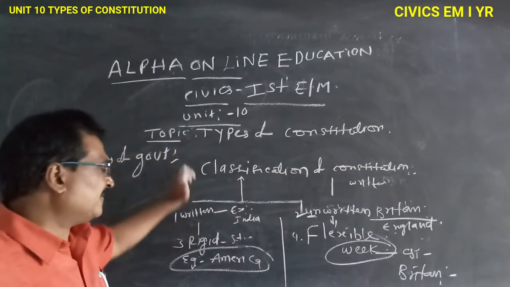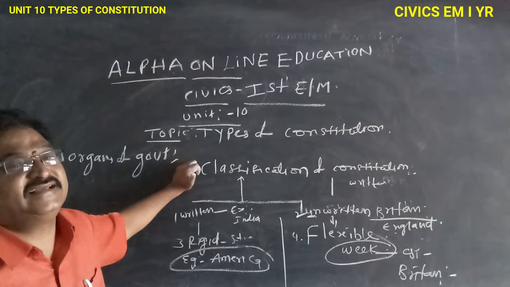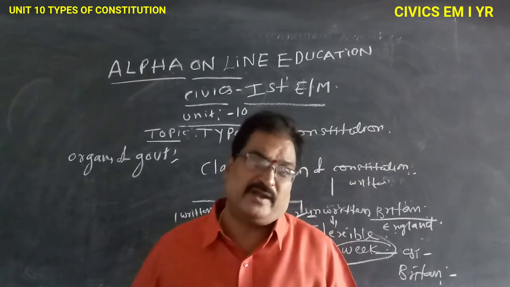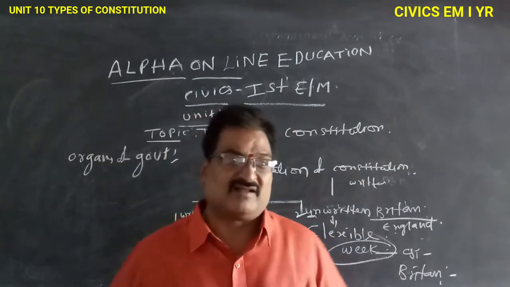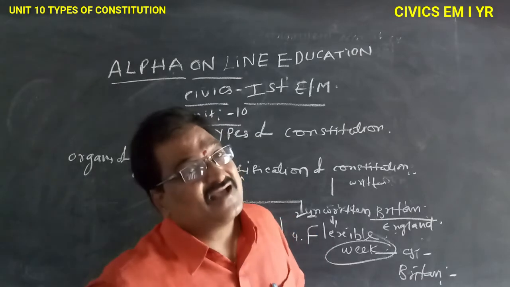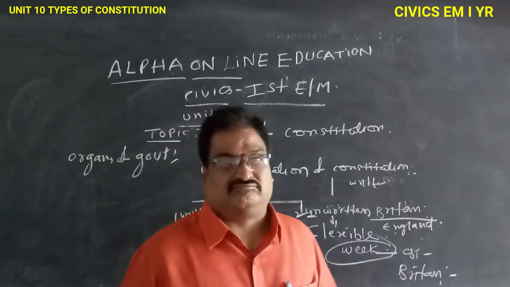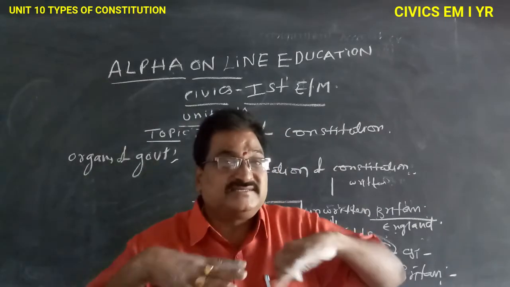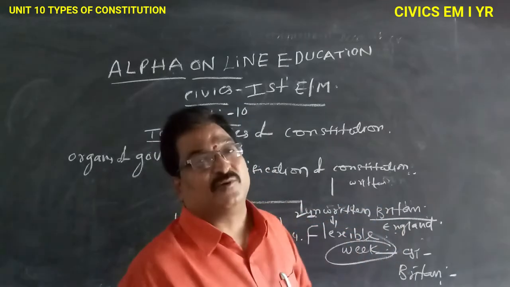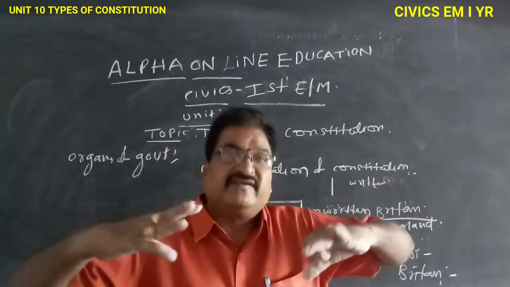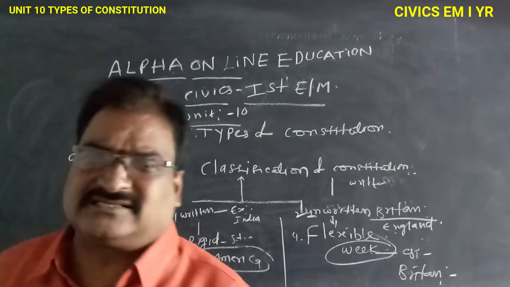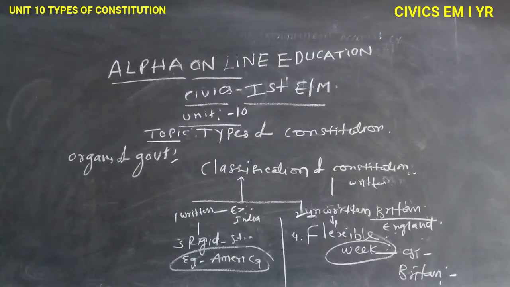Here, the Indian Constitution is written. It is not rigid, and it is not flexible. The Indian Constitution is between rigid and flexible. It is not strong like America, and it is not weak like Britain. So it is between rigid and flexible. It is not strong, it is not weak; it is between strong and weak. So this is the total structure of constitution.